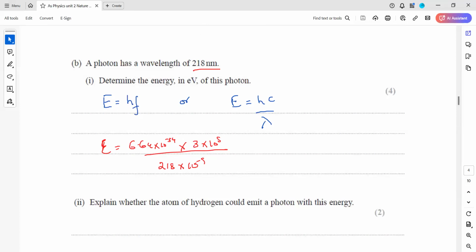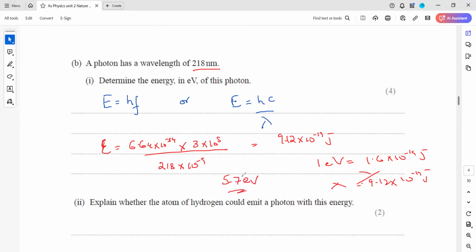When you divide, you will get this energy in joules first. So this will be 9.12 times 10 to the power minus 19 joules. Then use the relation 1 electron volt equals 1.6 times 10 to the power minus 19 joules. So if we have 9.12 times 10 to the power minus 19 joules, how many electron volts? We just cross multiply, meaning divide. So you get the energy in electron volts, which is 5.7 electron volts. A similar question we did the first one as well, so this is the same way.